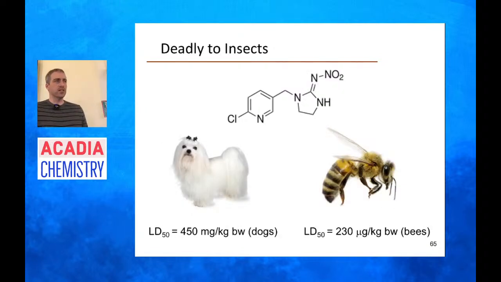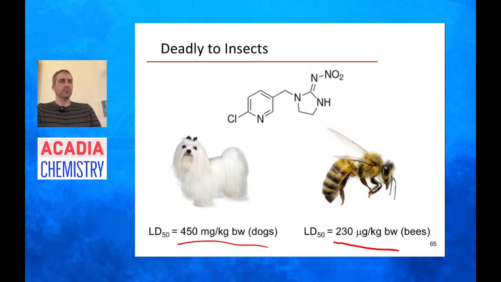However, it's extremely toxic to insects. So for example, for dogs, the LD50 was 450 milligrams per kilogram body weight. For bees, it's 230 micrograms per kilogram of body weight. So that means doses of somewhere between 5 and 50 nanograms of this neonicotinoid is enough to kill a single bee. Because bees, I spent time Googling how much bees weigh, they weigh about 300 milligrams each. So this is very deadly to insects, which makes it great as an insecticide.